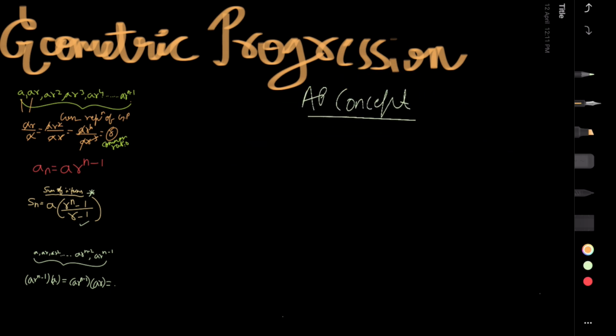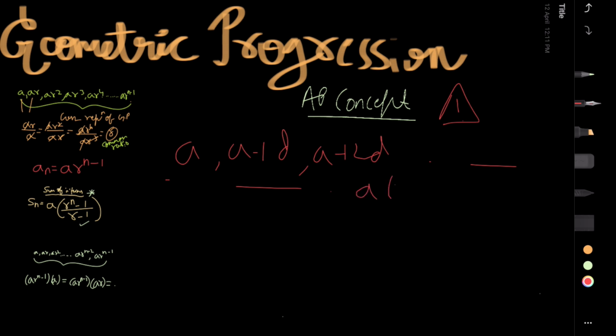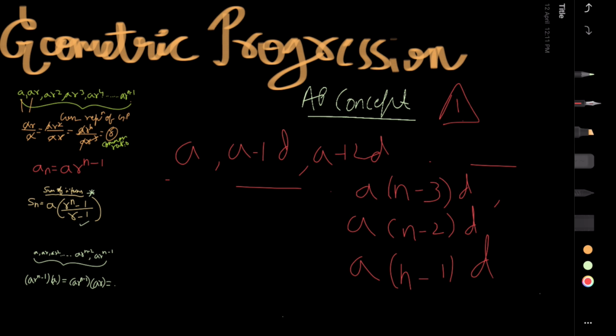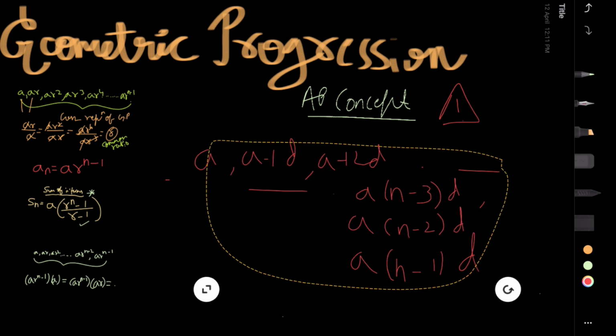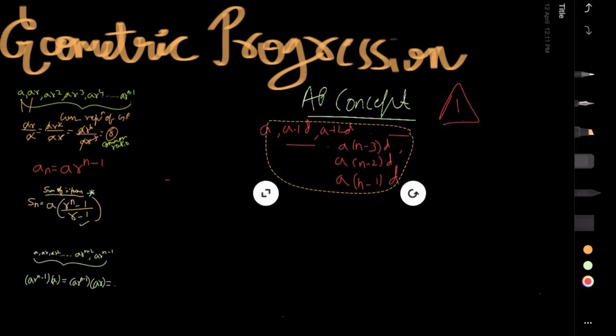If I have an AP like A plus D, A plus 2D, and so on up to A plus (n minus 3) into D, A plus (n minus 2) into D, and A plus (n minus 1) into D. This whole thing is in AP.